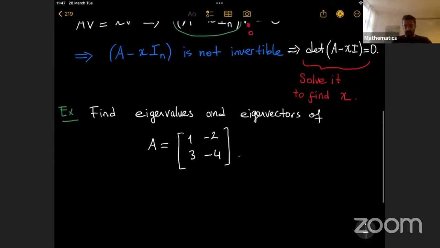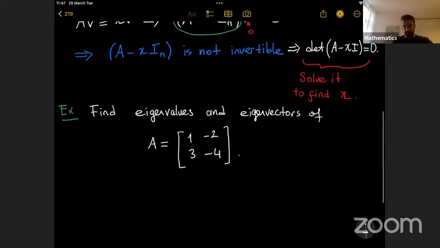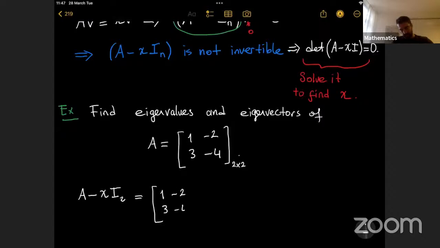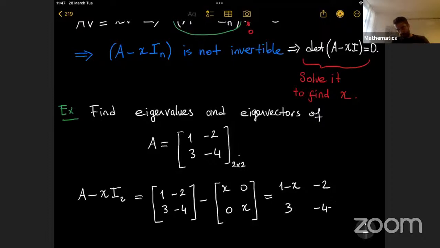Let's find eigenvalues first. So we need to check the determinant of A minus lambda I. So what is A minus lambda I? I is 2 by 2 identity, because A is a 2 by 2 matrix. So it's basically 1, minus 2, 3, minus 4, minus lambda times I2. Lambda times I2 is basically lambda 0, 0 lambda, right? Identity has diagonal 1. So you multiply with lambda, and the diagonal becomes lambda. So it is basically 1 minus lambda, minus 2, 3, minus 4 minus lambda, okay?